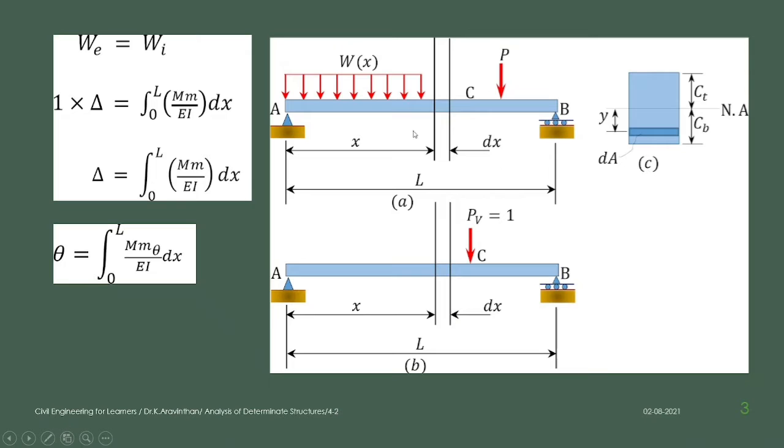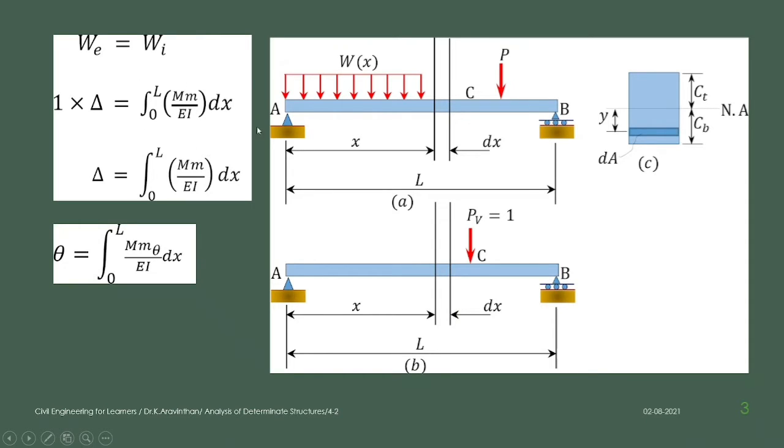Okay, this is the case, and let us find the deflection of this beam. In order to find that, we will be equating external work done into internal work done. We know that the external work done is 1 into delta as we derived before. The internal work done is being written as integral 0 to L of capital M, the moment caused by the real load, and small m, the moment caused by the virtual load, divided by EI into dx.